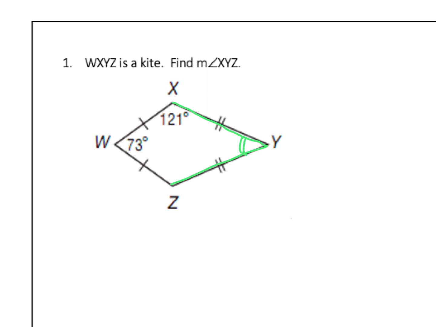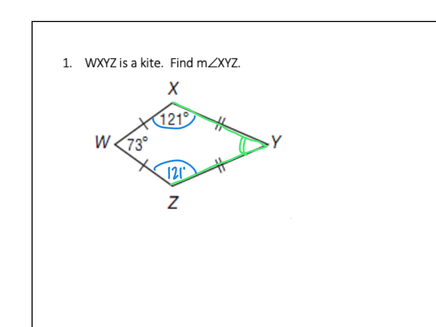Now, in a kite, two angles are congruent. Can you remember or take a guess which two angles would be the same size? If you're guessing X and Z, you are correct. Z will also be 121 degrees.